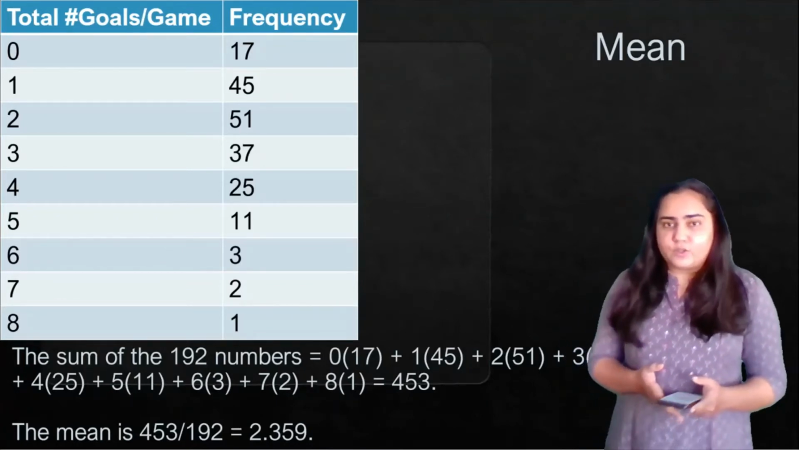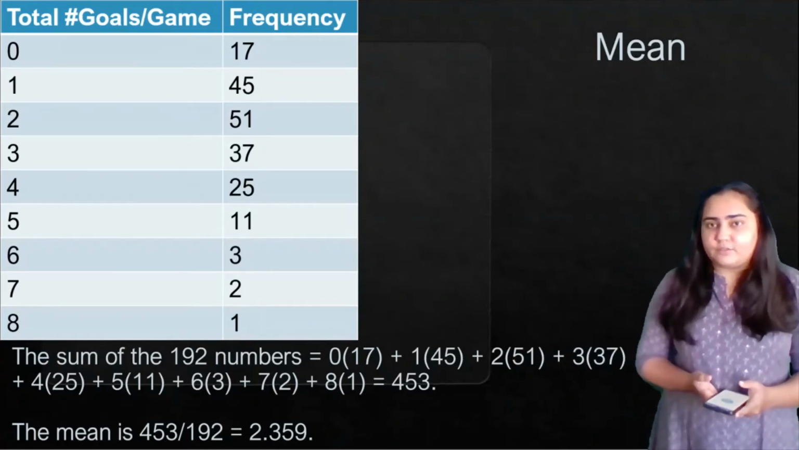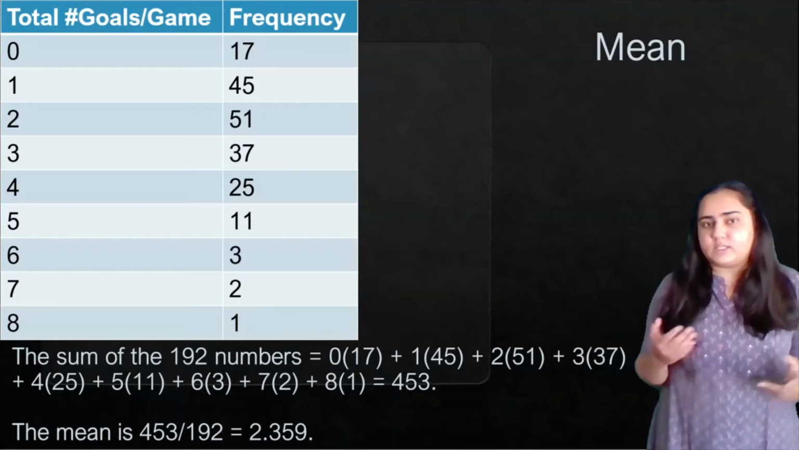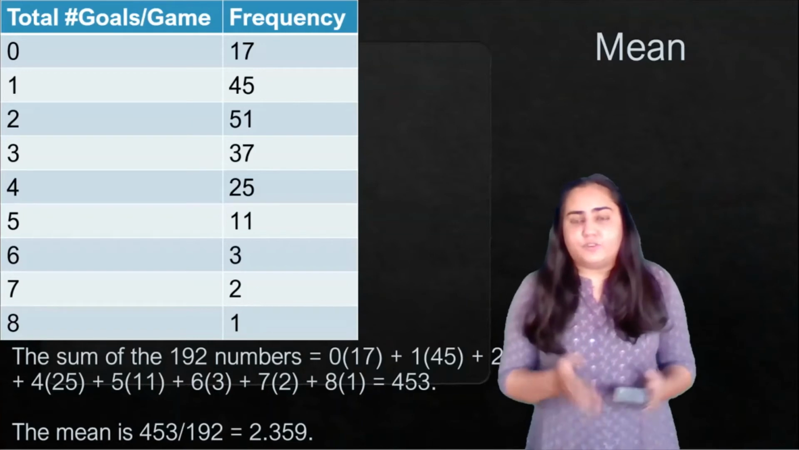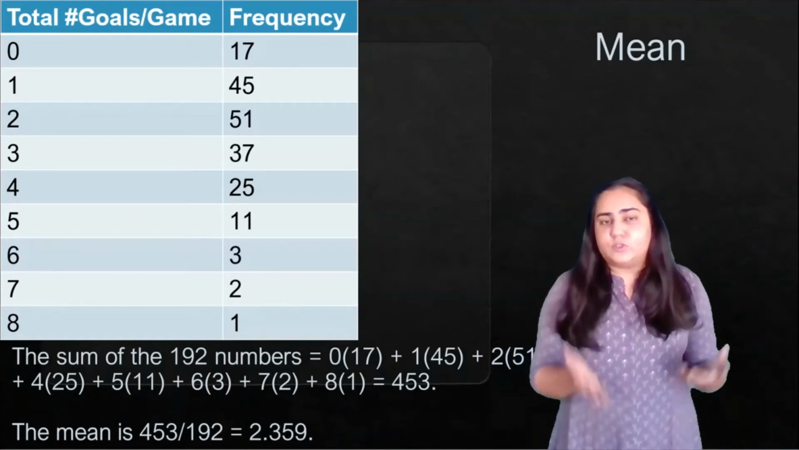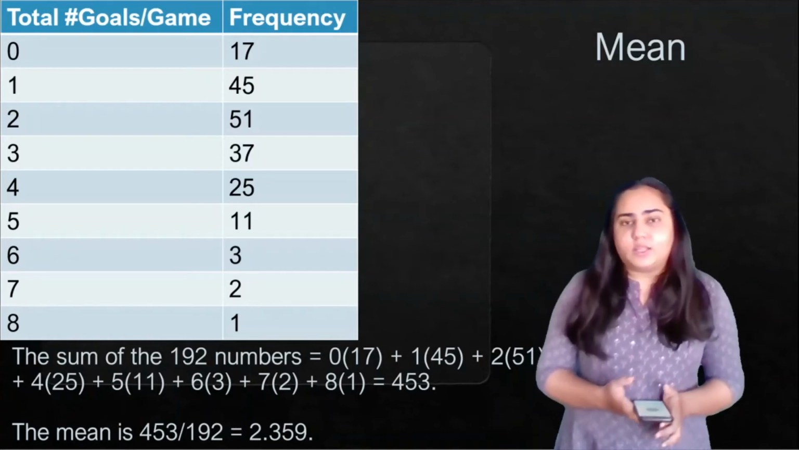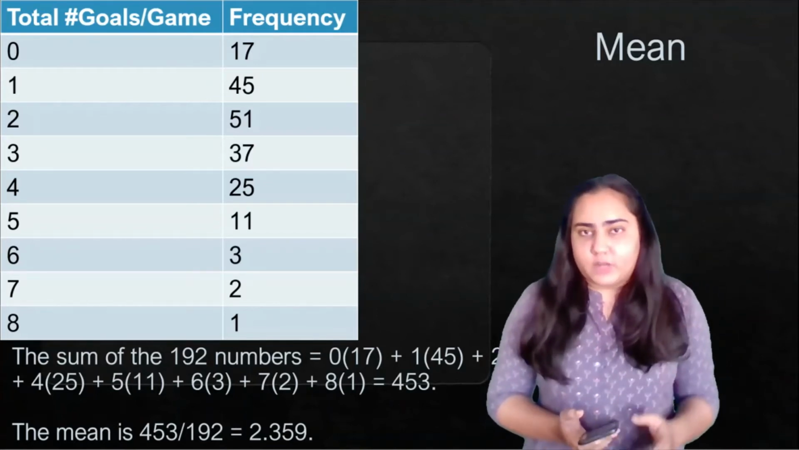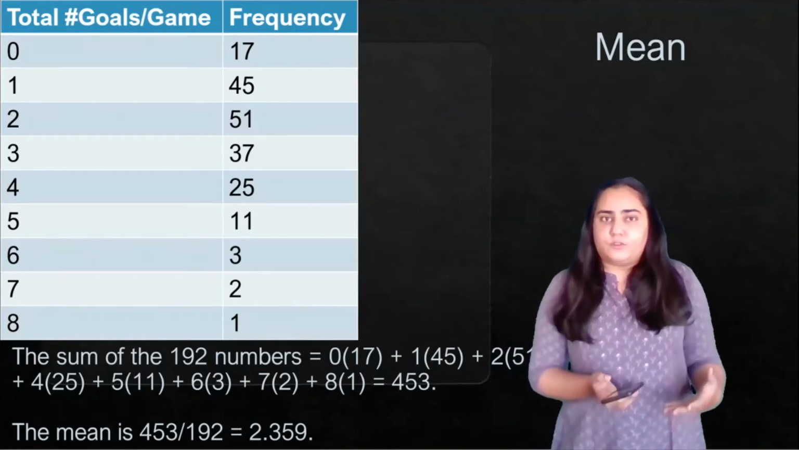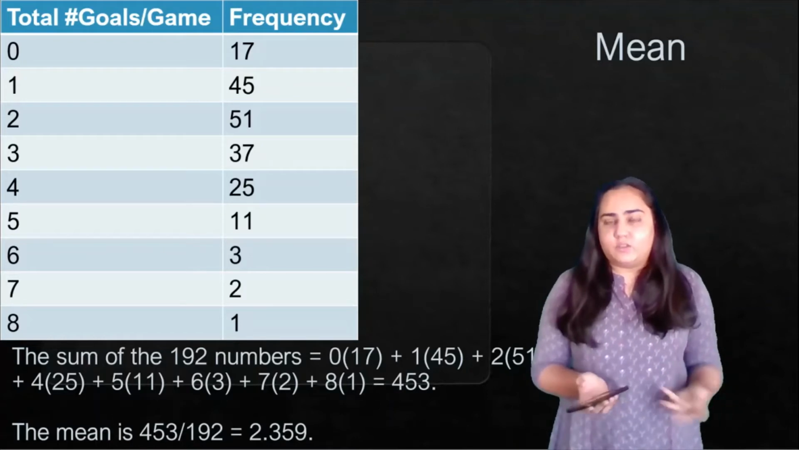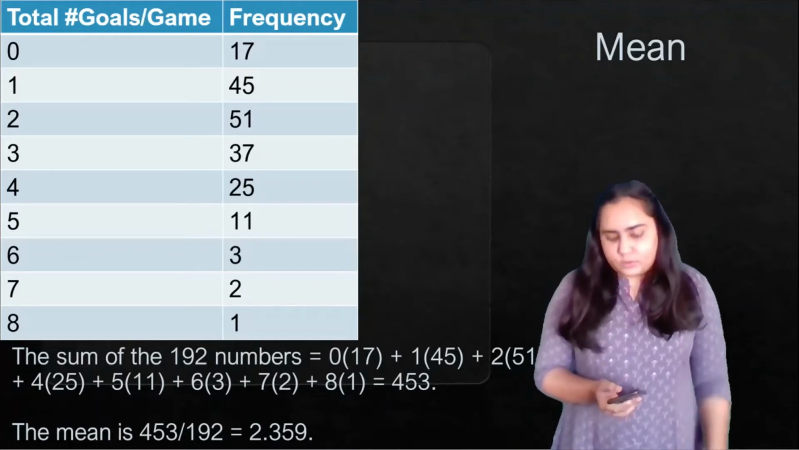And then you add these values with the weighted average. So the weighted average, as you can see, is giving me 453. So 453 is the total, and the weighted average, that is the mean, is 453 divided by 192 because total number of games played were 192, and this gives me 2.359. So 2.359 is the average number of goals made in any kind of game played out of these 192 games in the soccer tournament.